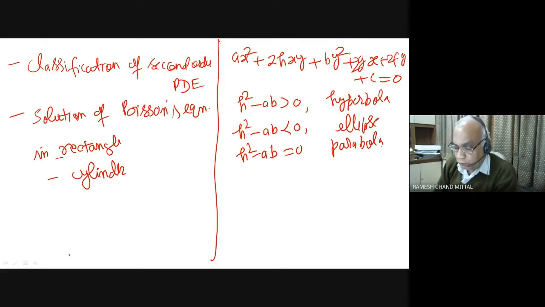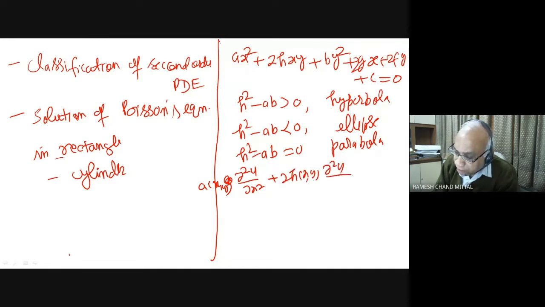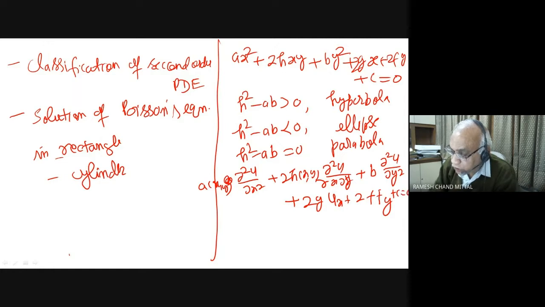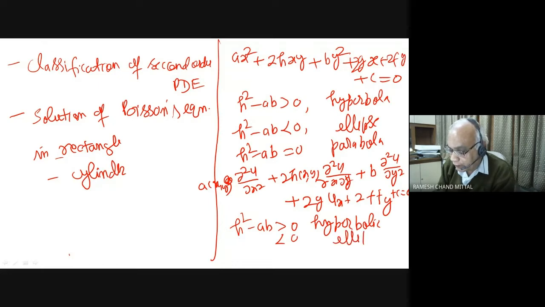Now, keeping this in mind, if I take a second order partial differential equation, a d2u by dx2, so my a could be a function of x, y, plus 2h d2u by dx dy plus b d2u by dy2 plus 2g ux plus 2f uy plus c equal to 0. Then, keeping the terminology of the second order, if h square minus ab is positive, then it is called hyperbolic, and negative, it is called elliptic, and 0, it is called parabolic.